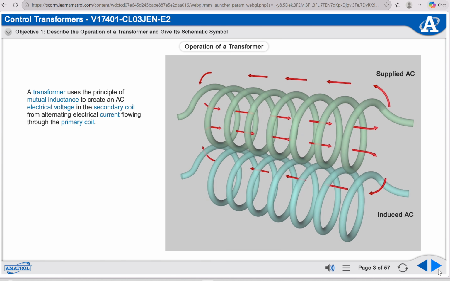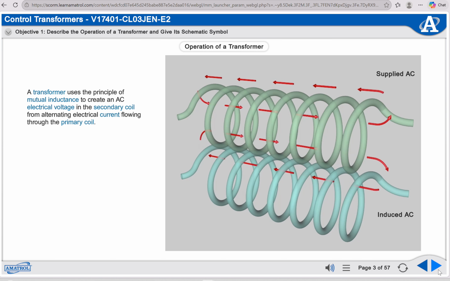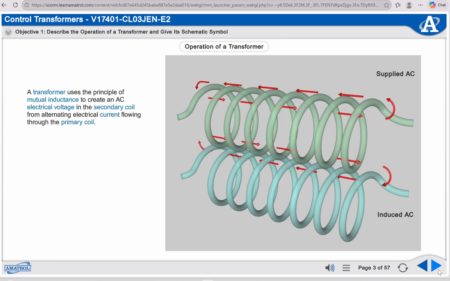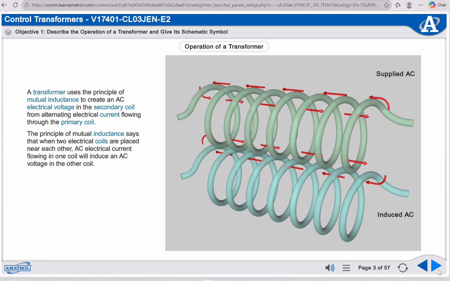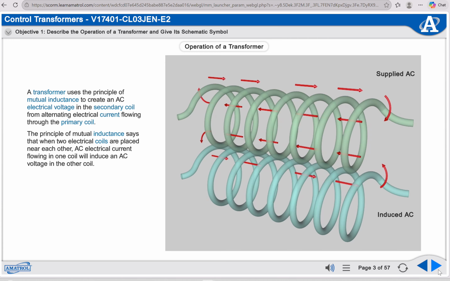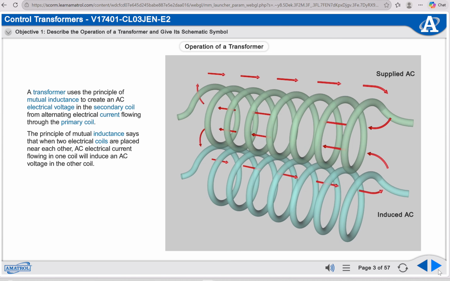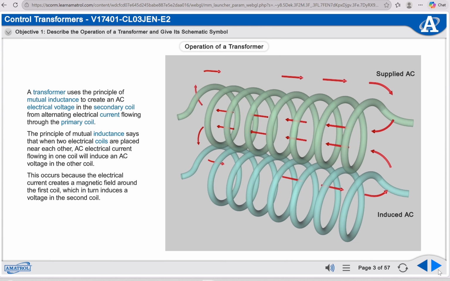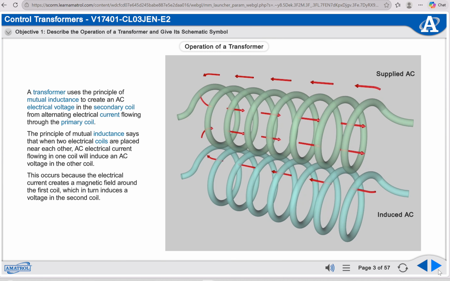A transformer uses the principle of mutual inductance to create an AC electrical voltage in the secondary coil from alternating electrical current flowing through the primary coil. The principle of mutual inductance says that when two electrical coils are placed near each other, AC electrical current flowing in one coil will induce an AC voltage in the other coil. This occurs because the electrical current creates a magnetic field around the first coil, which in turn induces a voltage in the second coil.